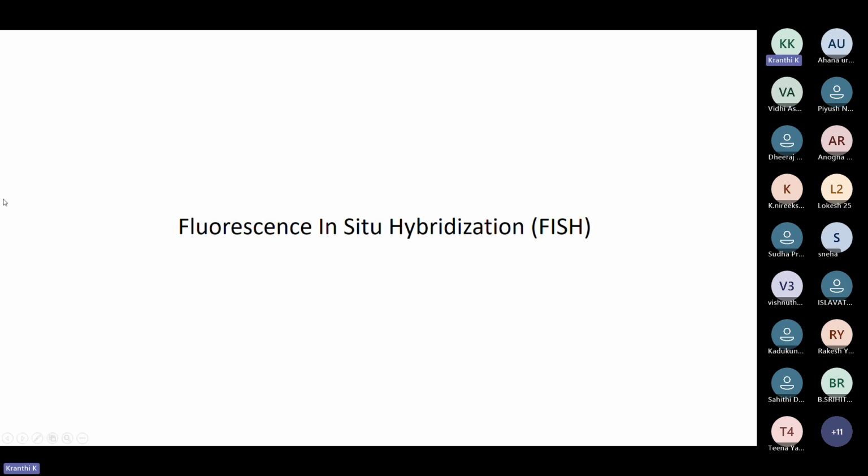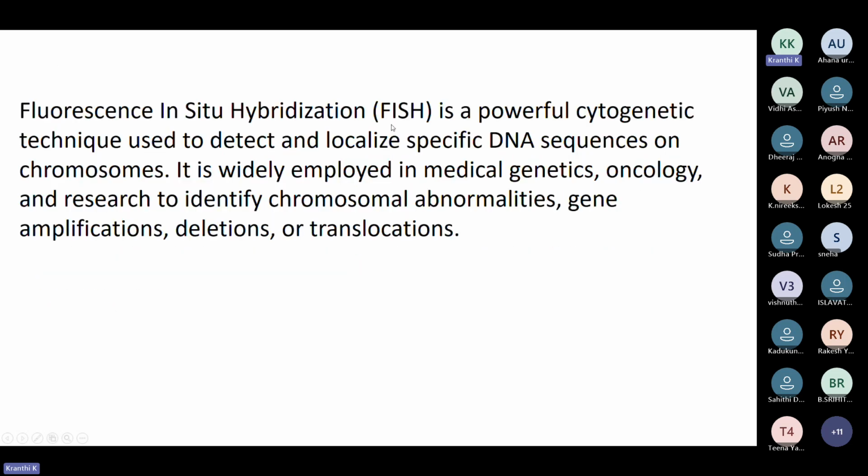Let us see what fluorescence in situ hybridization is. It is a powerful cytogenetic technique. It's not molecular biology, it's cytogenetic. What do you mean by cytogenetics and molecular biology? Molecular biology is related to DNA and RNA. Cytogenetics relates to the cell; cyto means cell. Here we are sending the probes, or attaching the probes, to the genetic material present in the cell. We are not extracting the DNA outside. That's the reason we call it a cytogenetic technique.